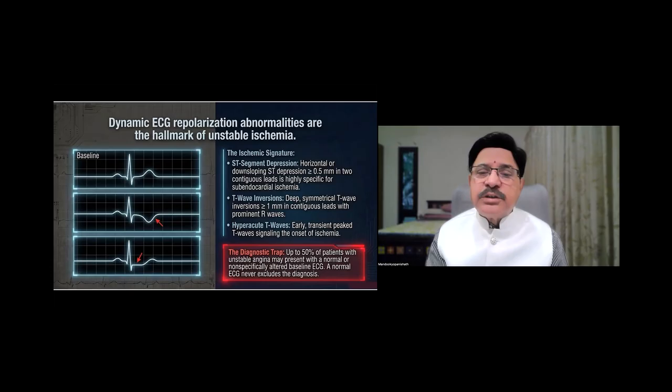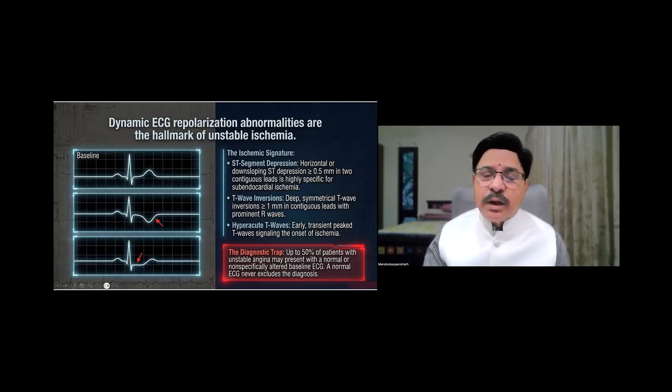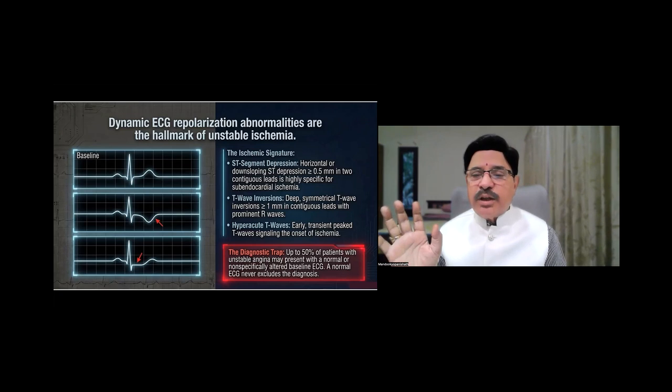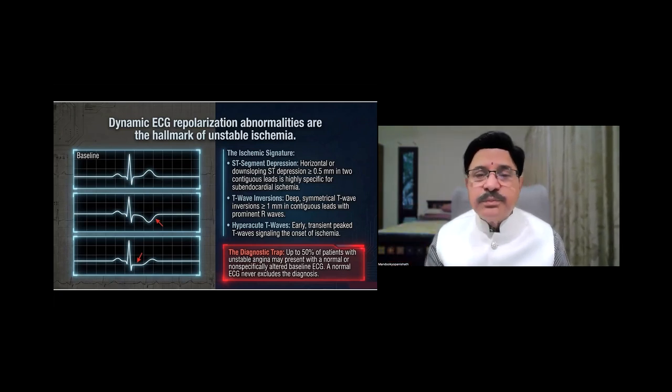50% of the patients with unstable angina may present with a normal ECG. A normal ECG never excludes the diagnosis of ischemic heart disease and unstable angina. Whatever changes we have described occur only in 50% of unstable angina. In the remaining 50% of patients, the ECG is normal.